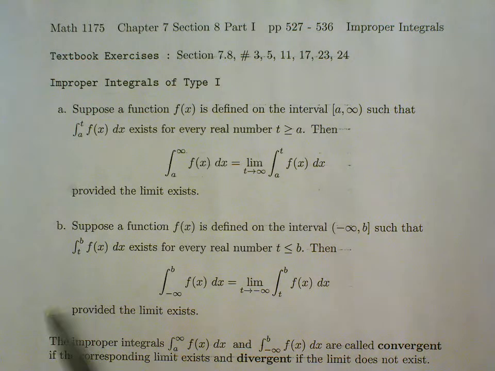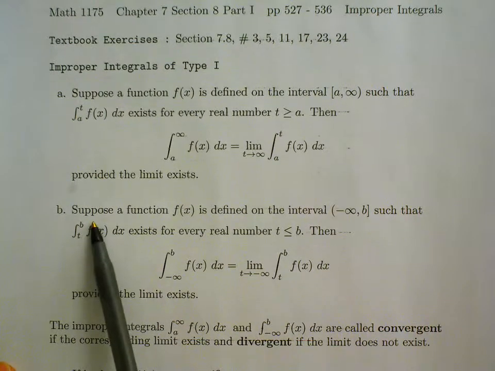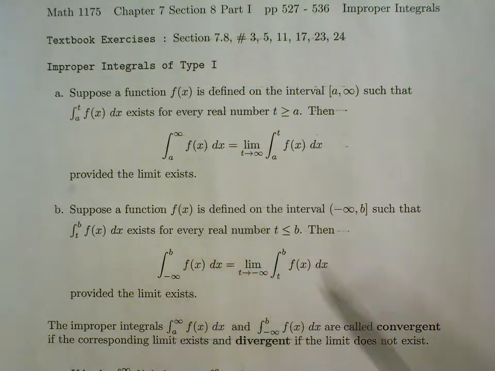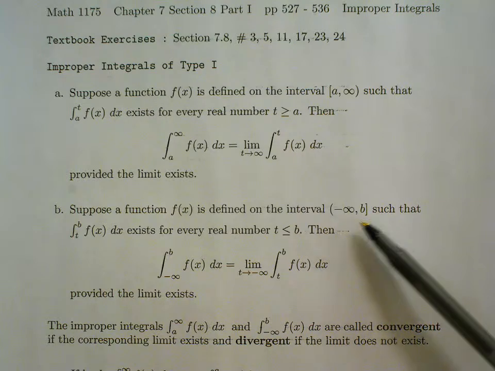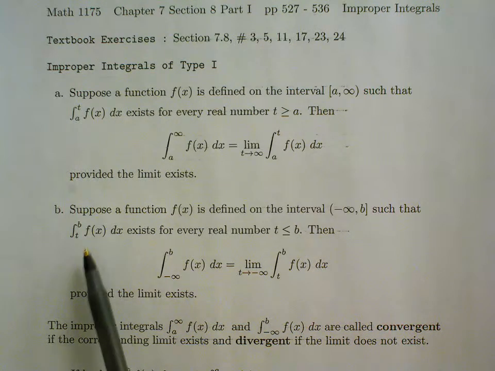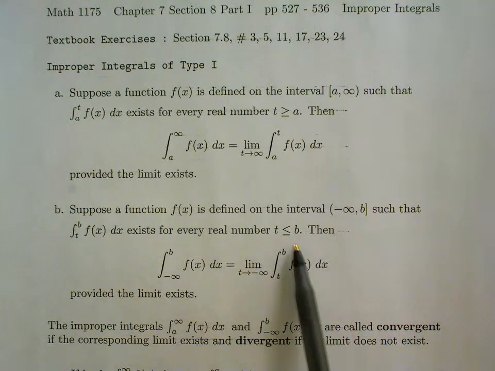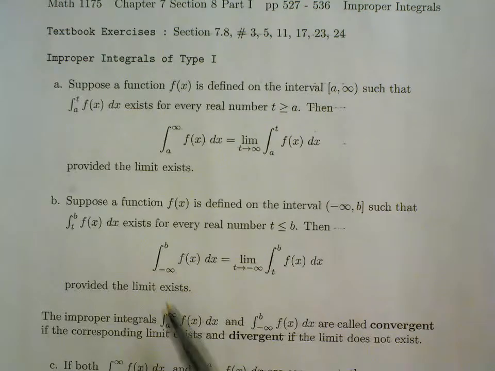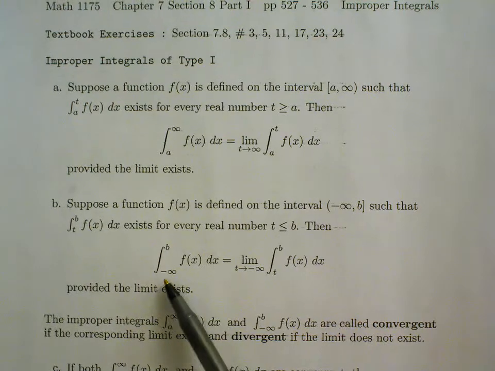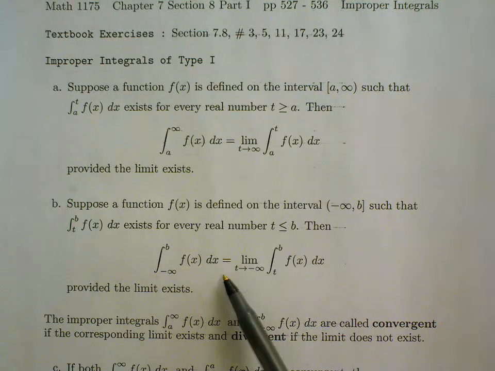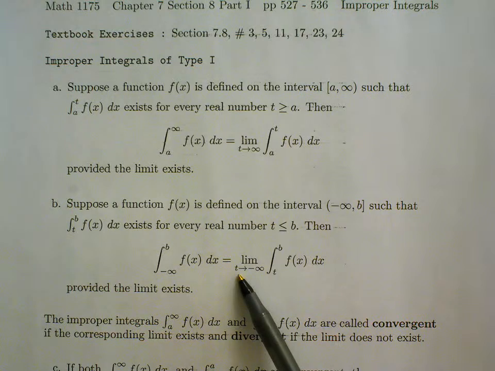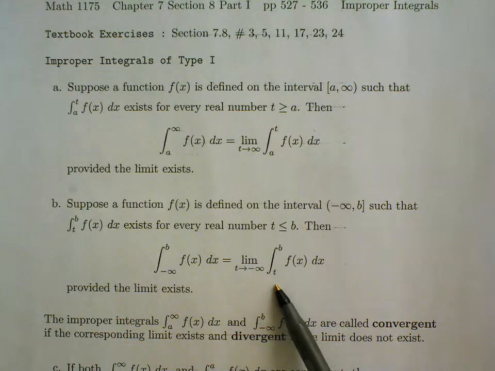Okay, in part B, suppose a function f of x is defined on the interval from negative infinity to b such that the definite integral of f of x dx from t to b exists for every real number t less than or equal to b. Then the improper integral of f of x dx from negative infinity to b is equal to the limit as t approaches negative infinity of the definite integral from t to b of f of x dx, provided that the limit exists.